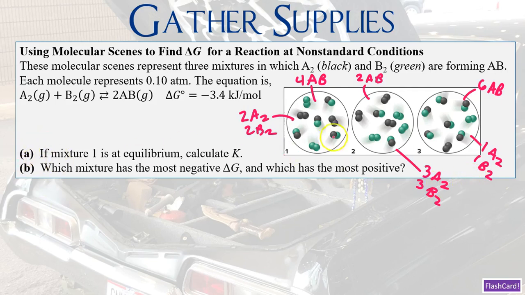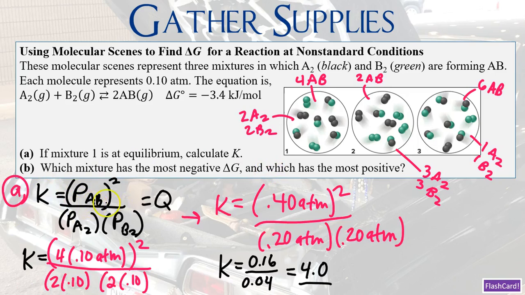So for letter A, if I'm only focused on mixture number 1, I can use these numbers and, of course, my value that's given to solve for K. Now, what is K? K is the equilibrium mass action expression, right? So I'm going to take my product concentration, or here our product partial pressures, and divide it by my reactant partial pressures. K is equal to the partial pressure of AB squared divided by the partial pressure of A2 multiplied by the partial pressure of B2. And of course, K is going to equal Q because we are at equilibrium.